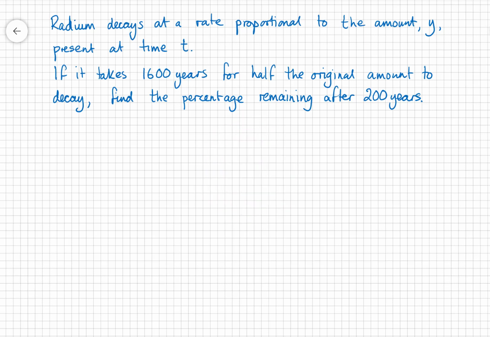Now this is an interesting question because this key word here, decays, is very important. What that means is that the amount of radium is going down, and that has an influence on how we record our differential equation. The rate of change will be dy by dt, and because it's going down, we represent that with a negative. We're told that it is proportional to the amount y, so it'll be minus k times y, and that's the differential equation that we're going to solve.